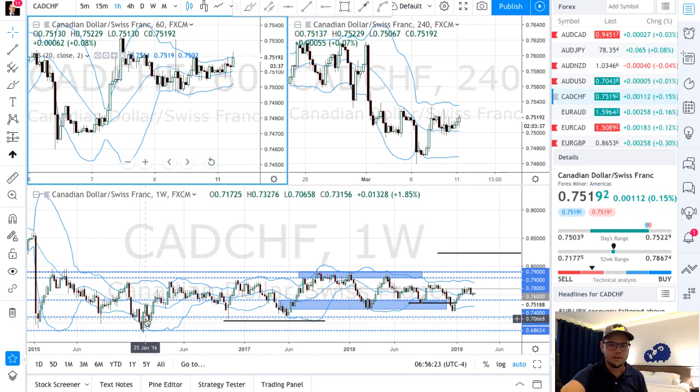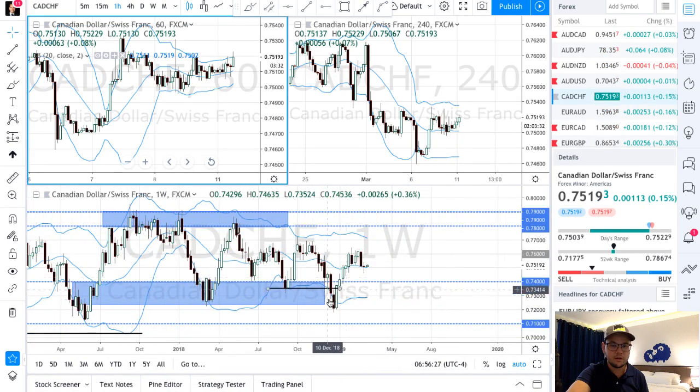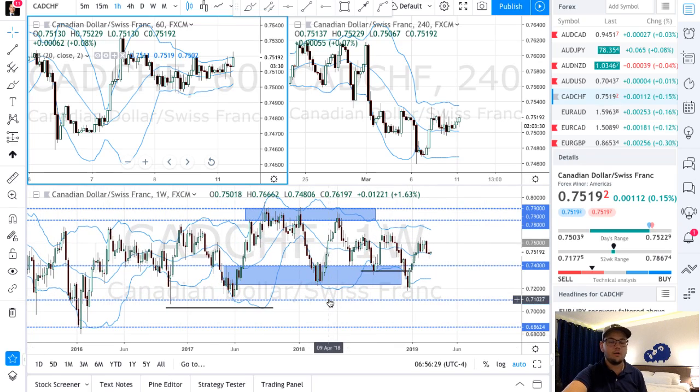CAD CHF, we're not going to trade that, it's between two zones. This is what you don't want to trade, when it's between two zones. Although one of my students is trading it right now, he said this could be a resistance area as well. I agree. If you want to trade that, it's fine. But for me, it's between two zones, so less reliable. This is how you differentiate more reliable trades from less reliable trades overall.